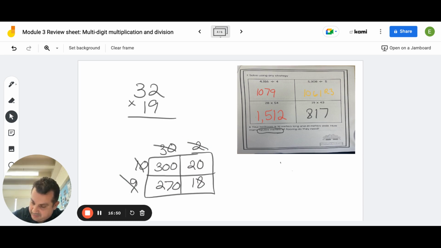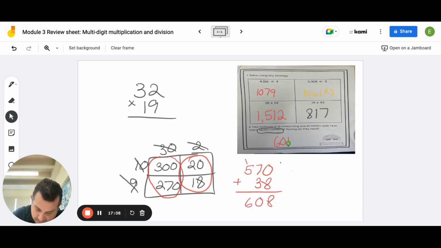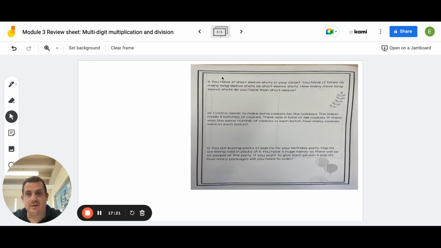I'm going to combine 300 and 270. It's 570. 20 and 18 is 38. 608 square meters. Okay? You can do the standard algorithm too. You'll get the exact same answer.